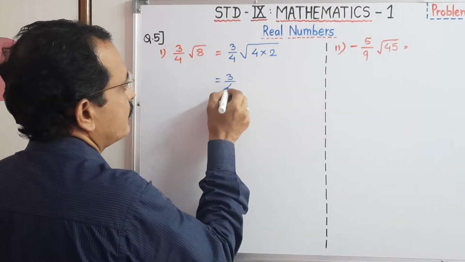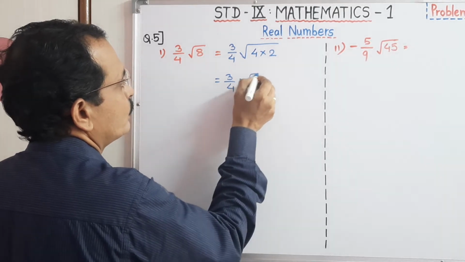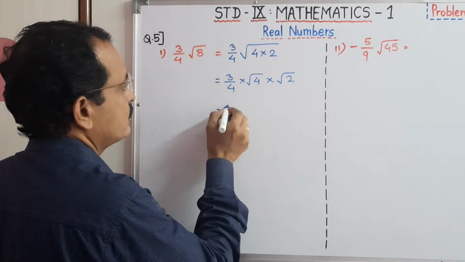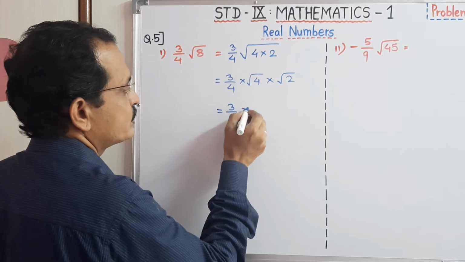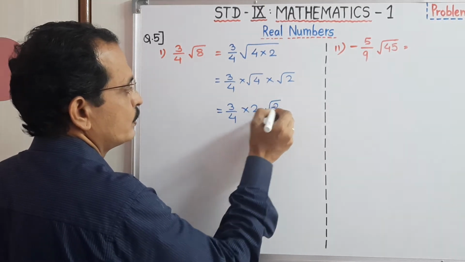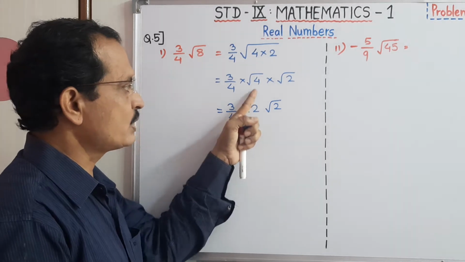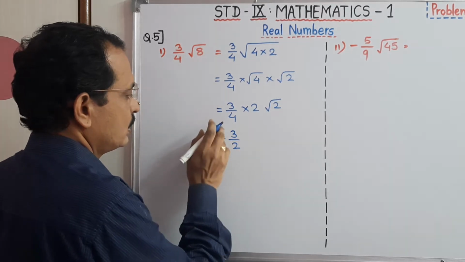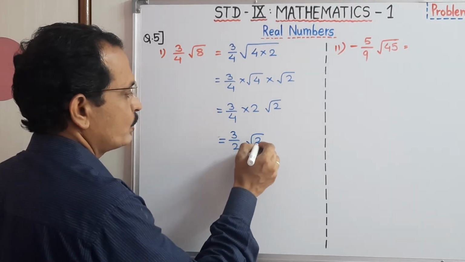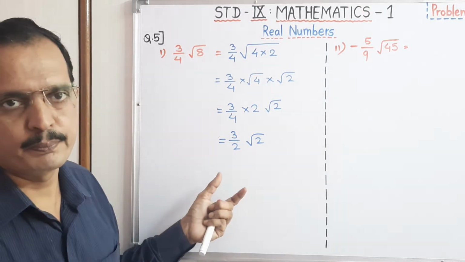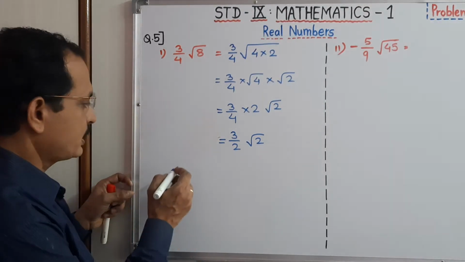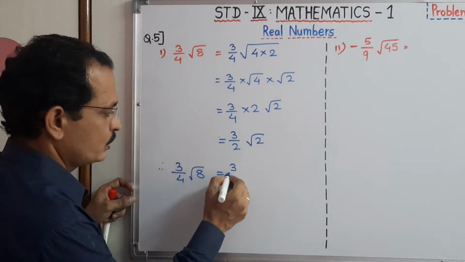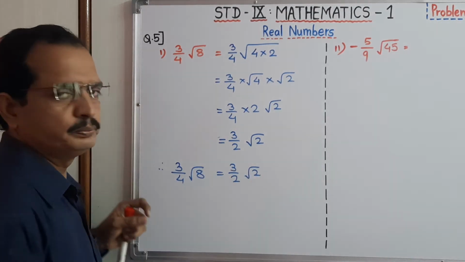Then we can write here 3 upon 4 into root 4 into root 2. Then take out the square root of 4. It is 2 and root 2. Now simplify this. 2 2s are 4, and 1. Therefore it is 3 upon 2 root 2. This is the simple form. Got it? Therefore we can write here 3 upon 4 root 8 is equal to 3 upon 2 root 2.